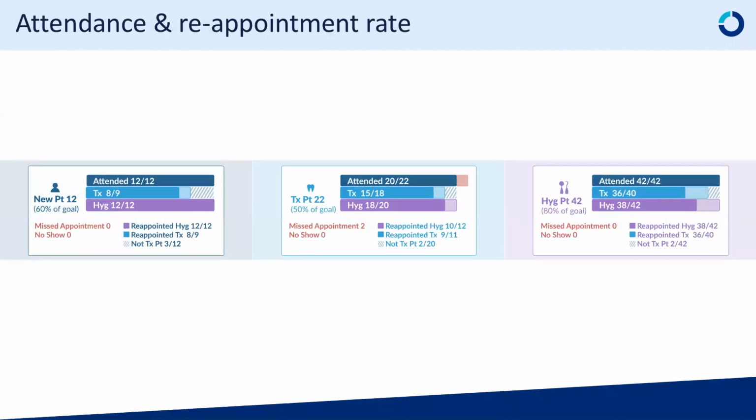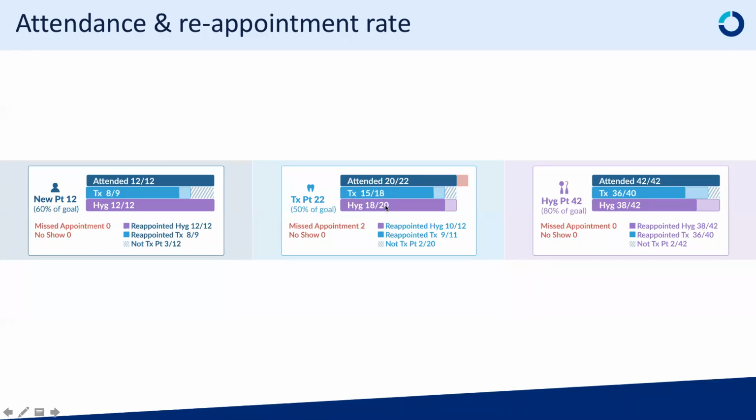The third row of information, which is really important to track, is your attendance and reappointment rate. The first row at the very top tells you how many patients have attended versus how many were actually on the schedule. So 2 have missed their appointments versus 20 who have actually attended their appointments.